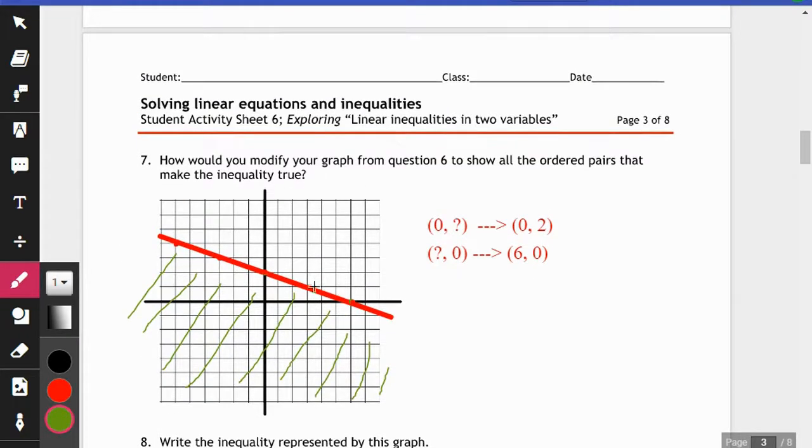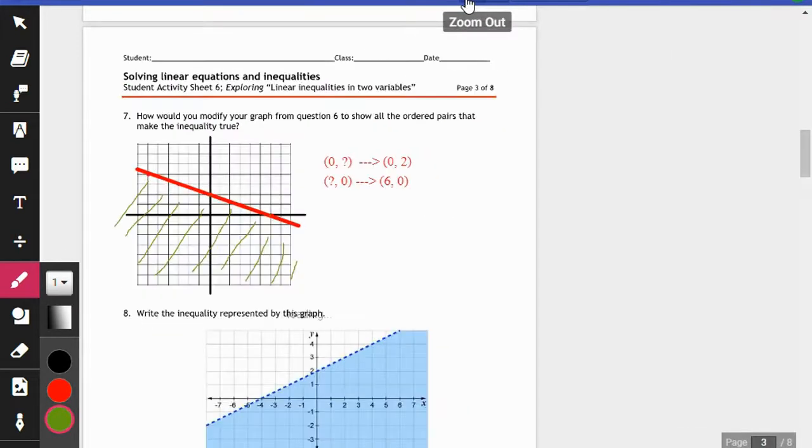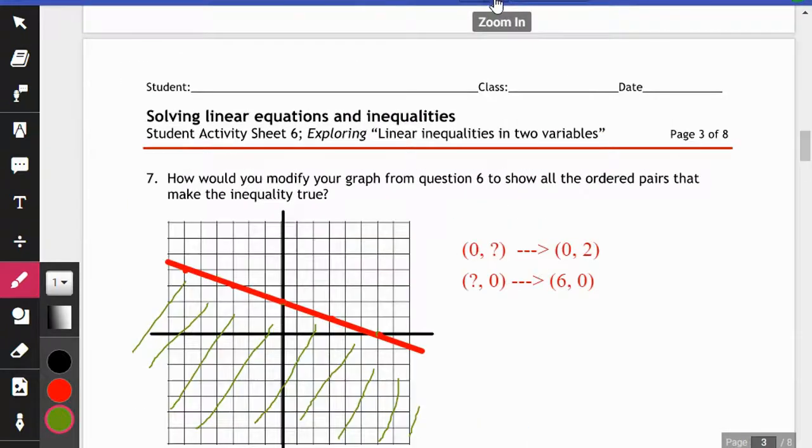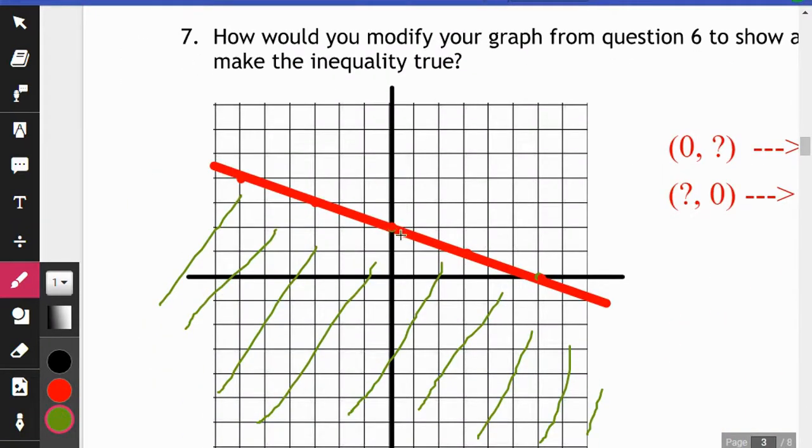Now, technically, if I wanted to be really fancy, since we're talking about candy and popcorn, and I can't spend negative money, right? I could also focus on just, oops, wrong way. We could just focus on this chunk right here. That's really the only place that makes sense for popcorn and candy. We don't sell negative popcorn and negative candy and pay negative dollars. That doesn't make any sense.